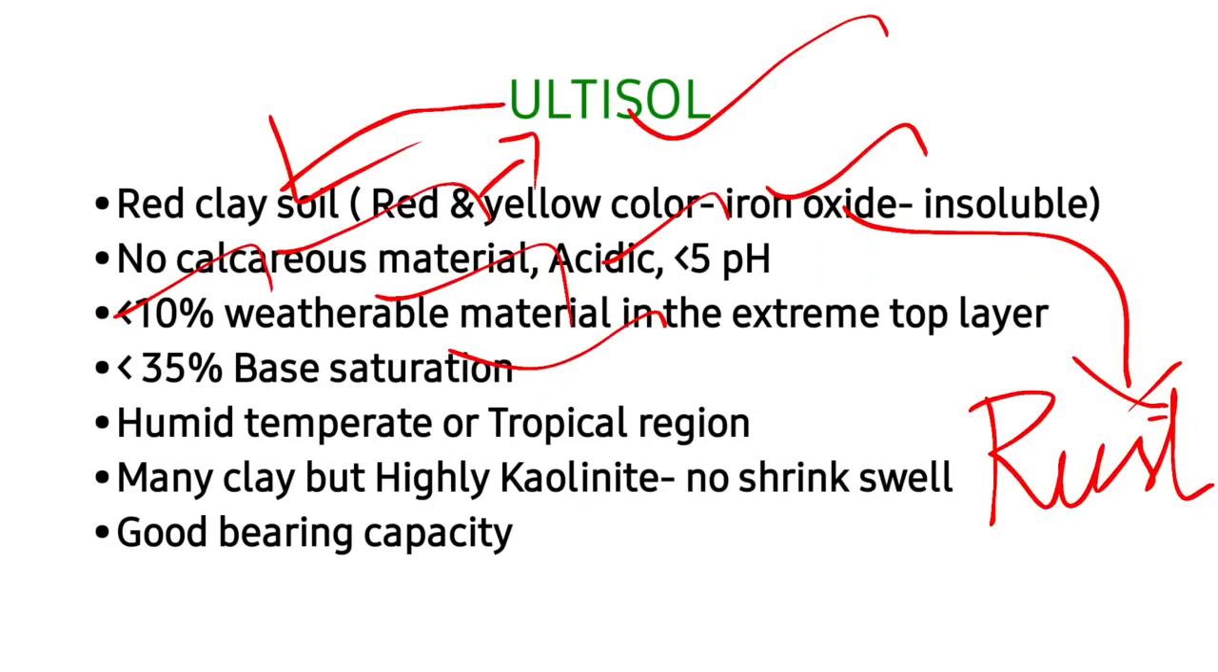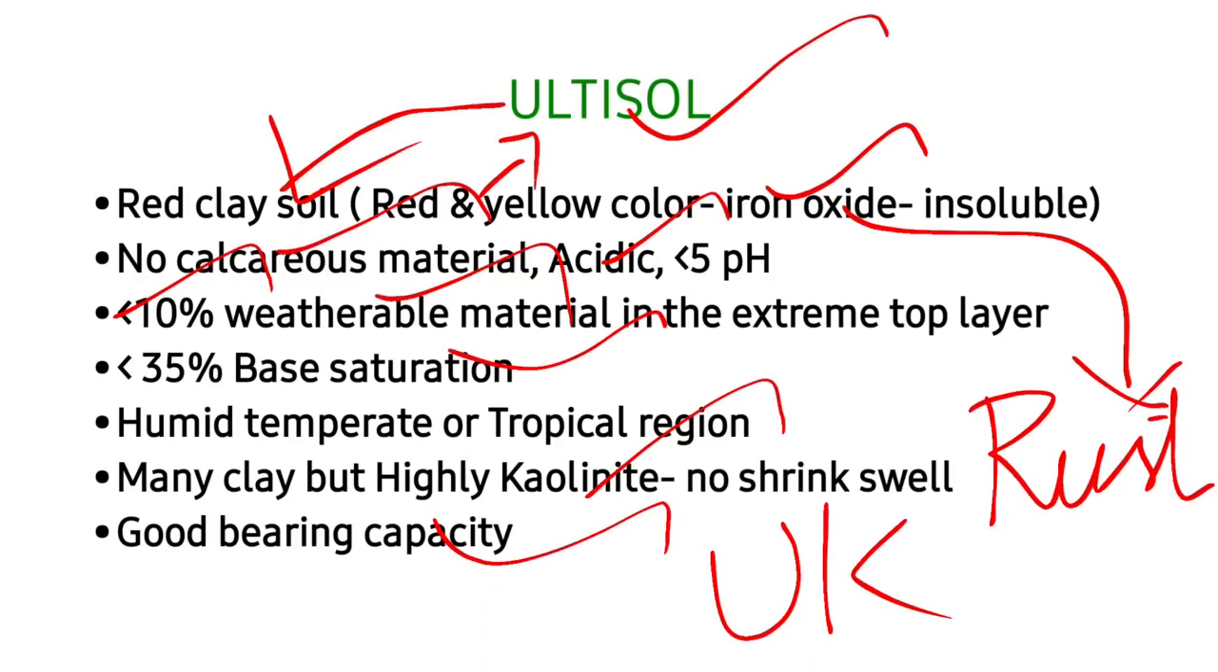your Vertisol contains montmorillonite. Likewise, your Ultisol contains kaolinite. You can remember it as UK, United Kingdom, that is your Ultisol and kaolinite. Your montmorillonite is highly expansive in nature, but your kaolinite is non-expansive. It does not have the shrink and swell property. So, it has good bearing capacity. Because of the presence of kaolinite, the Ultisol order has good bearing capacity.